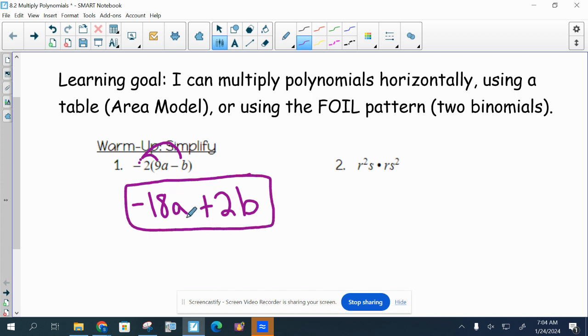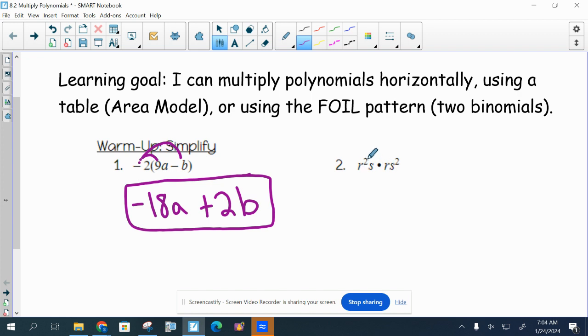Also, typically you write expressions or equations that have multiple variables in alphabetical order, so this would be proper because a comes before b. For number two, note that this is a multiplication symbol, not an addition sign. So whenever you're multiplying powers that have the same base, you add the exponents. So even though they're not the exact same term, they still have common bases.